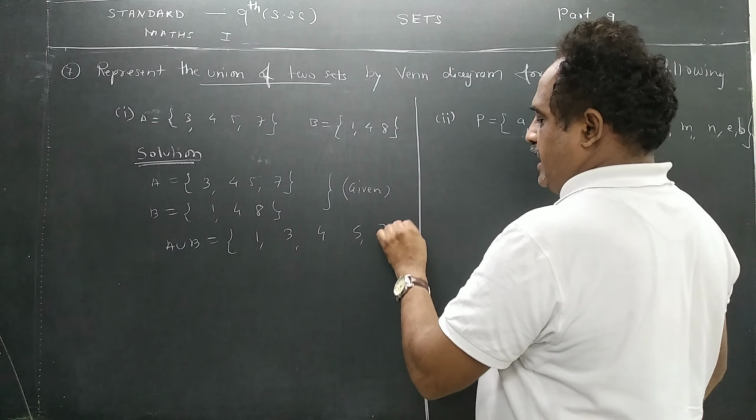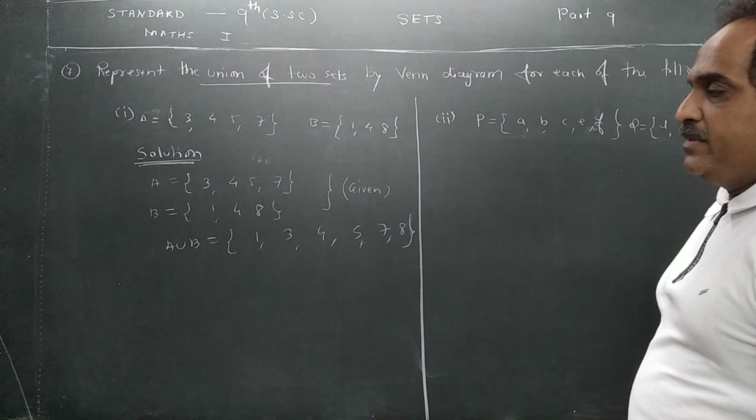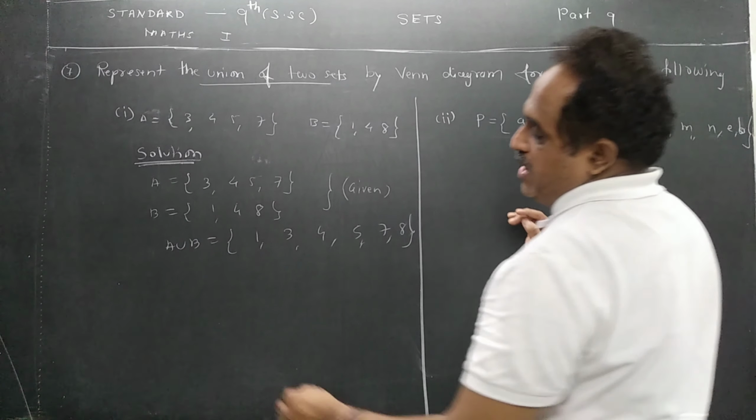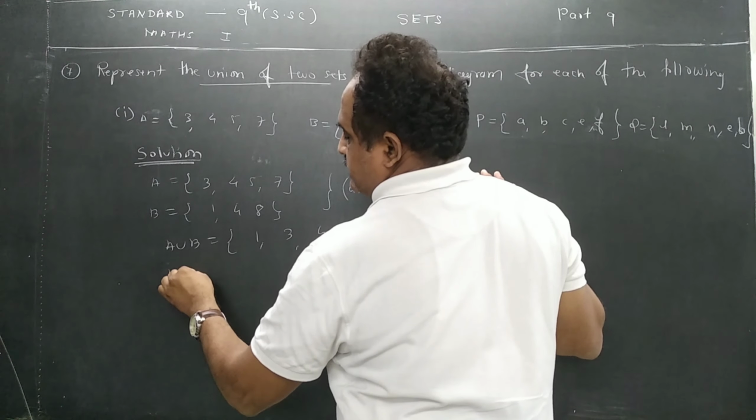So 1, 3, 4, 5, 7 and 8. Got it? So which term gets repeated? Only 4. So this is the way by Venn diagram now. And what is A intersection B? That will be 4 only. That also you write. So by Venn diagram, how are you going to represent it? First you represent A, then B. This is A, this is B.